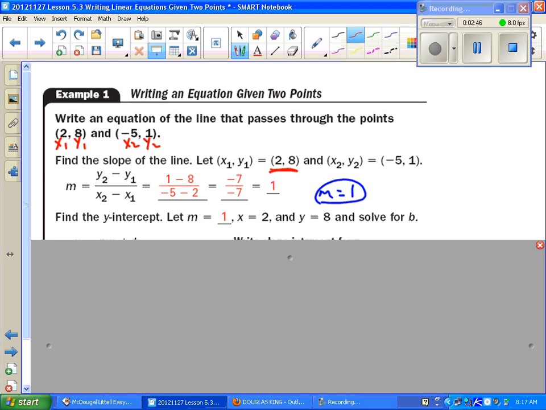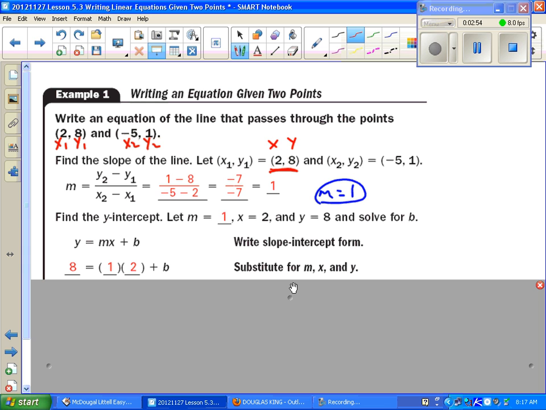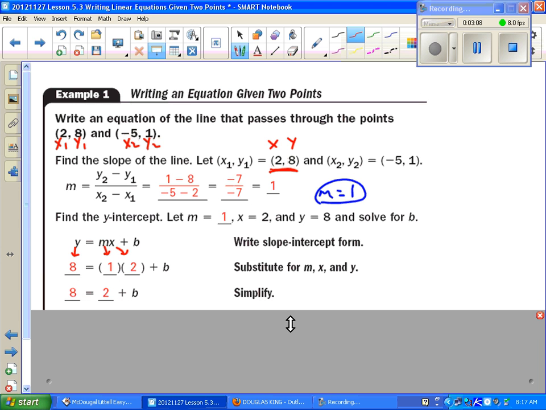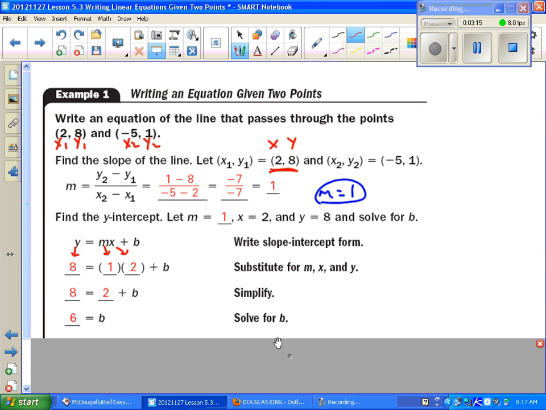Your x value is 2 and your y value is 8, and your m value is going to be 1. So we'll just plug those values in. Just like we did in our bell work, y's value is 8, so we just plug it in. M's value we just found is 1, and x's value is going to be 2. So we just plug those in order to find b. 2 times 1 gives us 2, so you have 2 plus b is going to be 8. Get rid of plus 2 by subtracting 2, and b's value is 6.